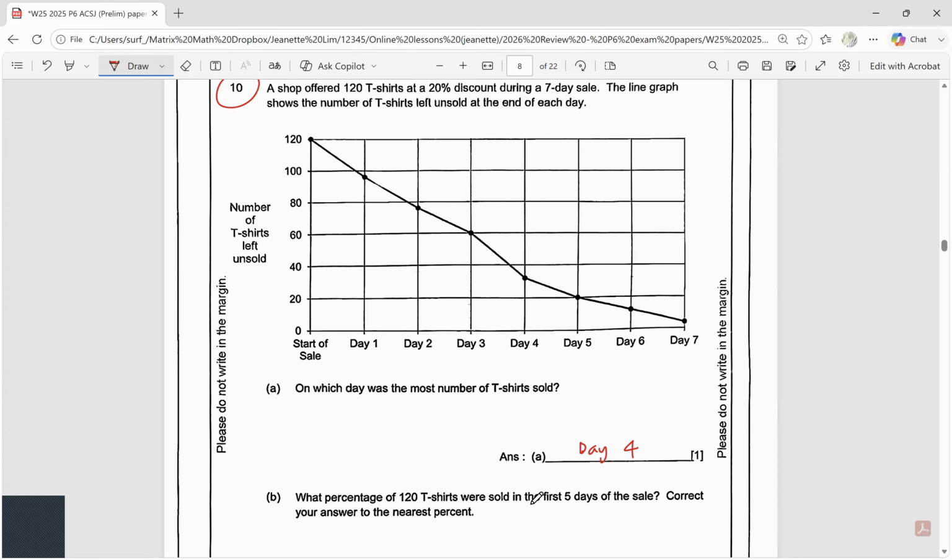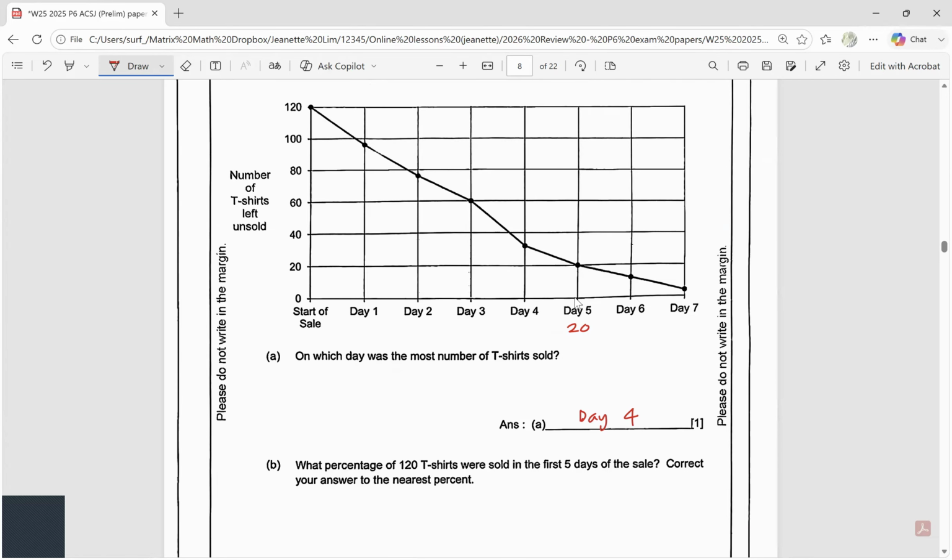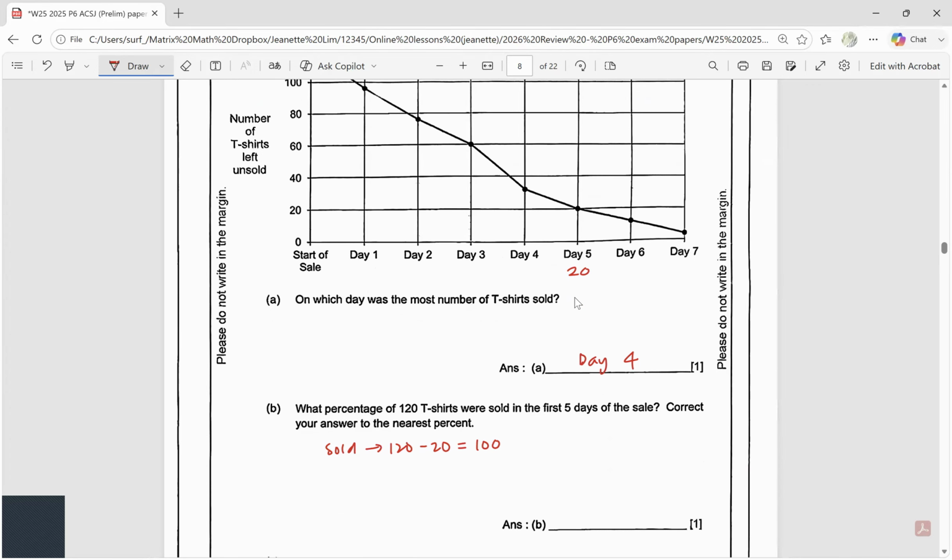So part B, what percentage of 120, we started with 120, right? What percentage of these t-shirts were sold in the first 5 days of the sale? The first 5 days means by the end of day 5. Okay, so this is a 20. So the number of shirts sold would be 120 minus what's left at the end of day 5. So in the 5 days, 100 t-shirts were sold.